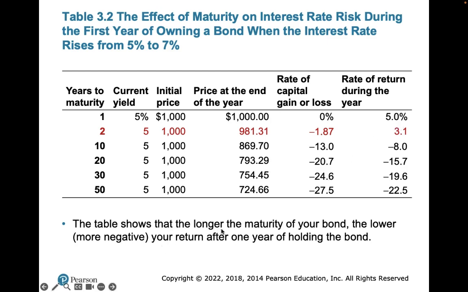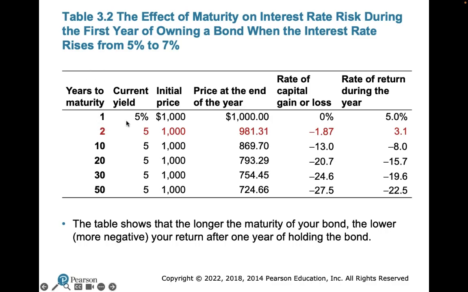So the table shows that the longer the maturity of your bond, the lower your return after 1 year of holding the bond. So the longer the maturity, the more prone the bond is to being affected by the change in the interest rate.